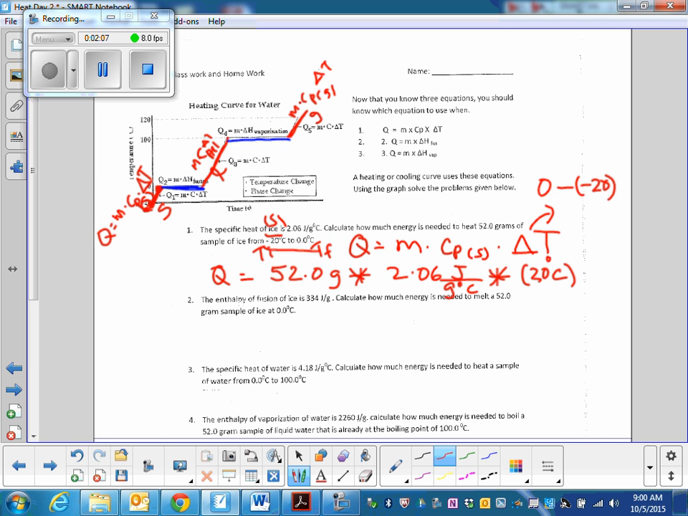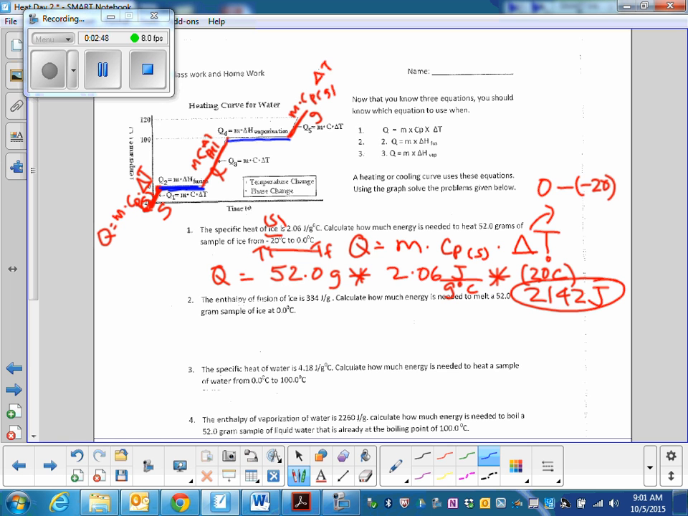And therefore, my answer, right now I'm not going to look at sig figs. So I have 52 times 2.06 times 20 and I get my answer as 2142 joules. So the substance has moved from here to here. Is everybody good? What is the next step? After the substance has gone to 0, what is going to happen to it? It's going to melt.